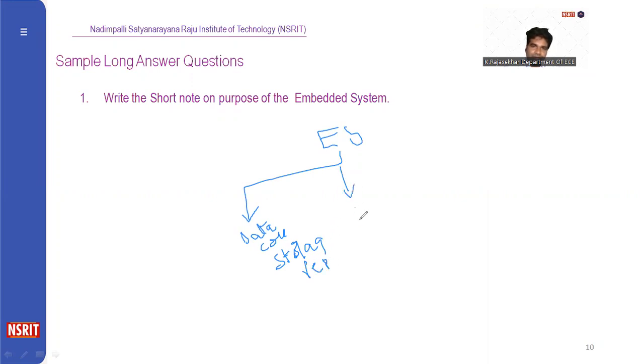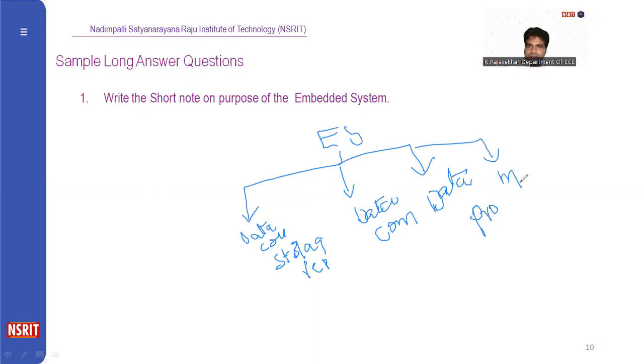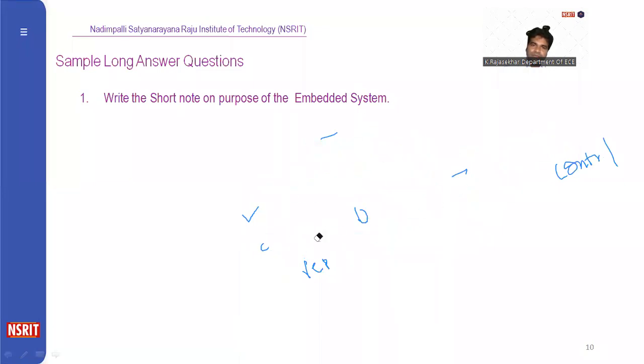Another one is the data communication, for whatever data we have for communication. Another one is the data processing. Another one is the monitoring. Another one is the control. Last one is the application user interface. This is the way you can divide the purpose of the embedded system. This is one of the important questions. You have to explain each and every one with an example.